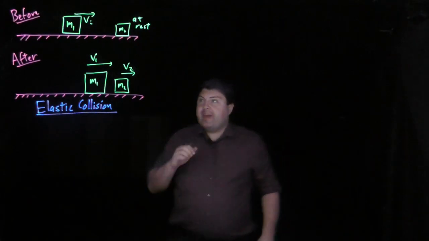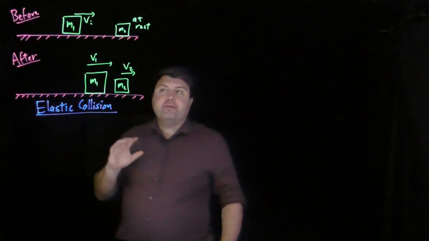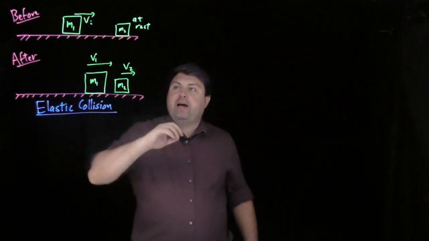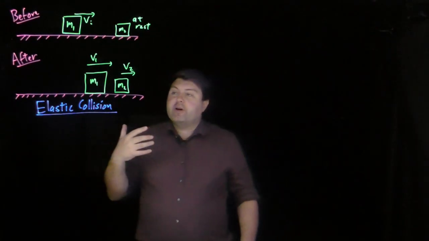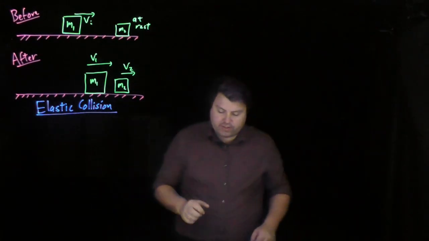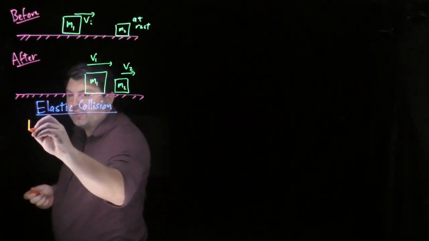Welcome. We have here a mass 1 coming at mass 2 in one dimension, colliding with it and giving some momentum to it, and we're going to have an elastic collision. In our elastic collision, we have energy being conserved.